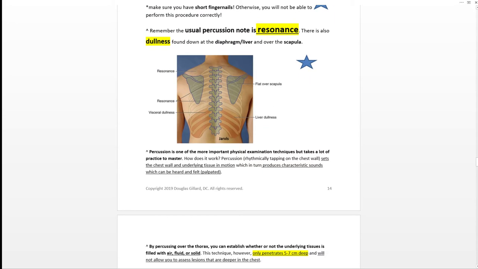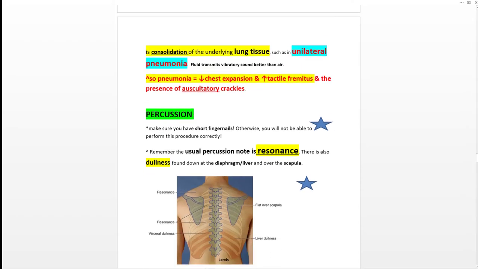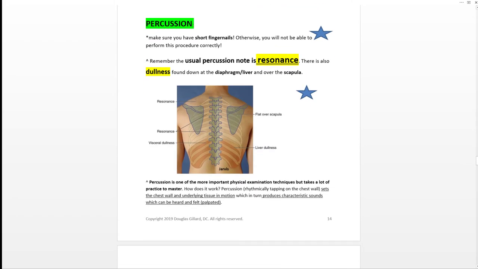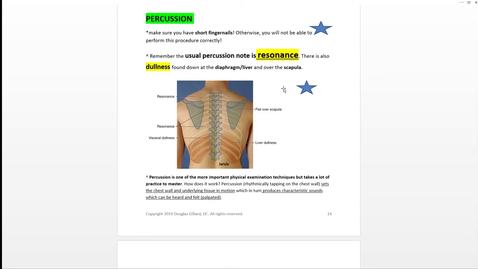All right, let's move on to percussion. So make sure you have short fingers for this. You're going to percuss the same as you just did tactile fremitus. You're going to percuss side to side, side to side, side to side, side to side. And then I'll show you the pattern here in a second. The percussion note you have to know. We've already talked about this, but now it's official. It's resonant. So you'll have a resonant percussion note. All right. That's the normal percussion note of the posterior thorax.